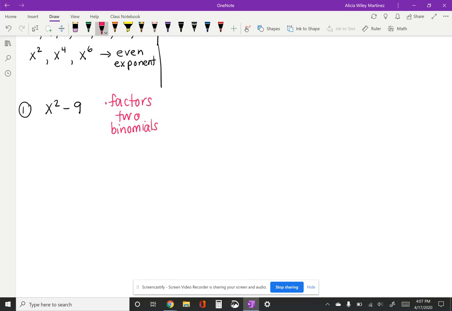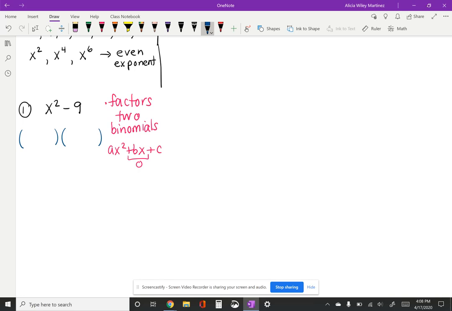And the reason for that is because it's still in the form of ax squared plus bx plus c. It just happens to be that your b term here is 0. 0x, which is 0. So it's the same idea, except there's no b term because the b is 0. So it is going to factor into two binomials. I'm going to draw two binomials and start filling in the blanks.